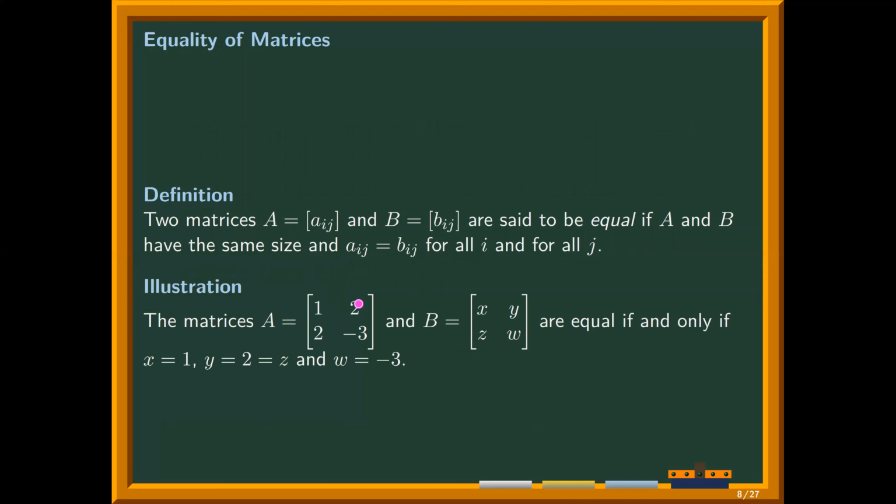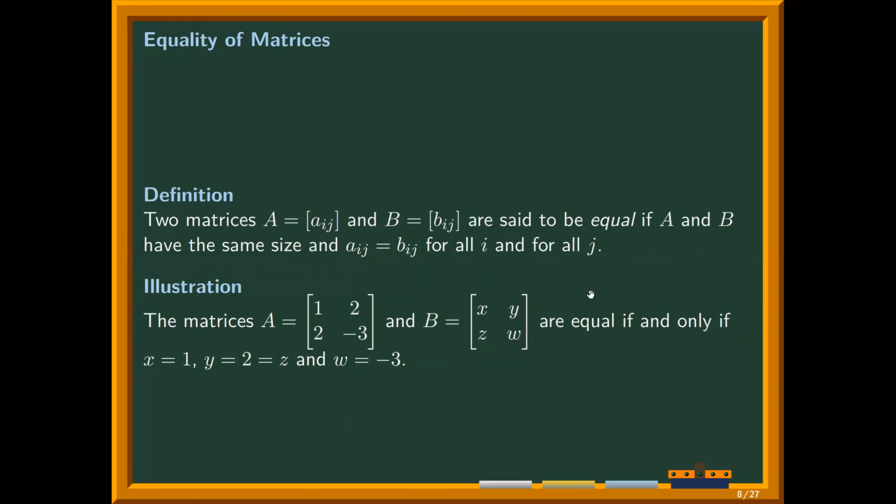So to illustrate, consider matrices A and B as shown. Both A and B have size 2, and we say that A and B are equal if and only if 1 equals x, 2 equals y, 2 equals z, and negative 3 equals w.